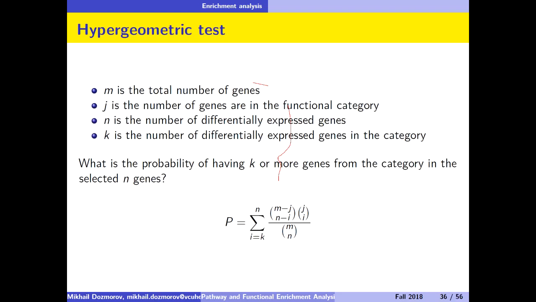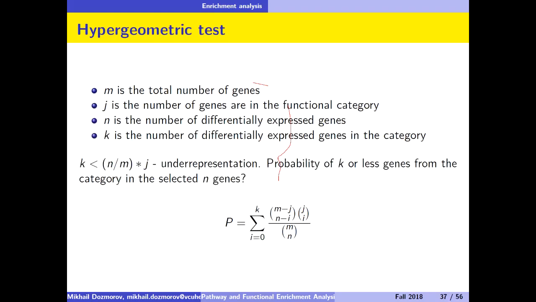And I won't go too much into this formula. It's a sum over its construction with all those binomial coefficients. It's the hypergeometric probability mass function for the hypergeometric distribution. If you read about it a little bit more on Wikipedia, it has a nice explanation. But basically, if you have those numbers for your experiment, which are very easy to get, you can easily plug them into this formula and calculate the significance p-value. It answers the question: what is the probability of having K or more genes from the category in the selected N genes?